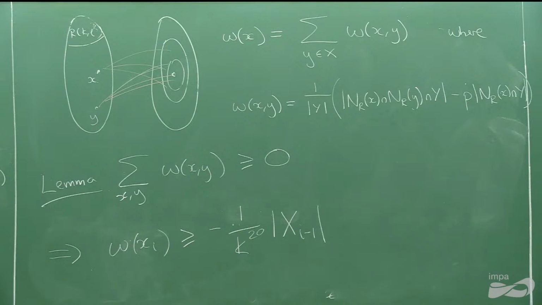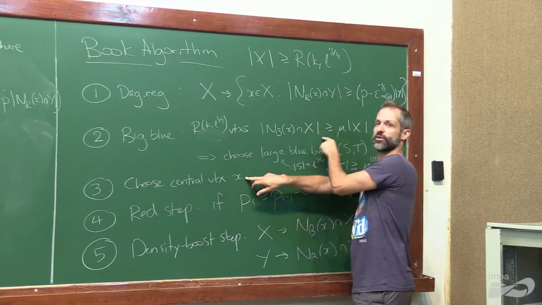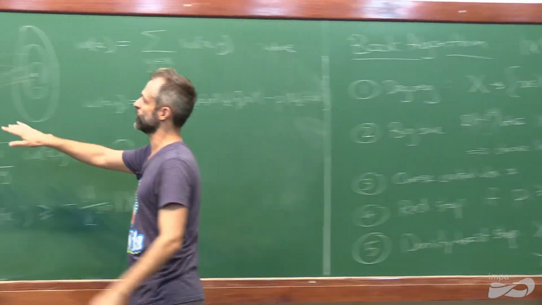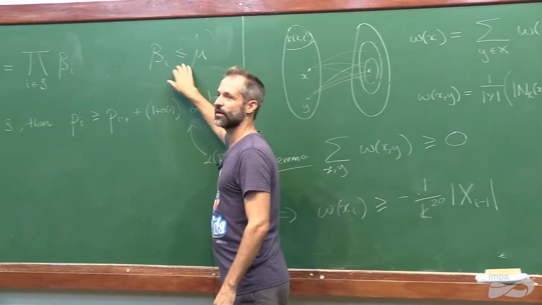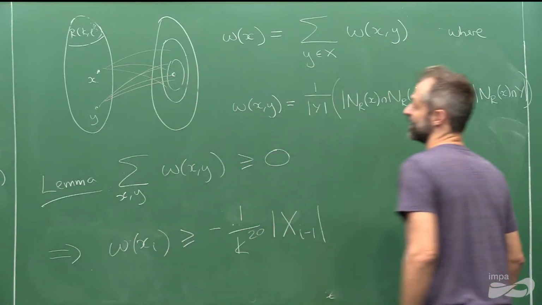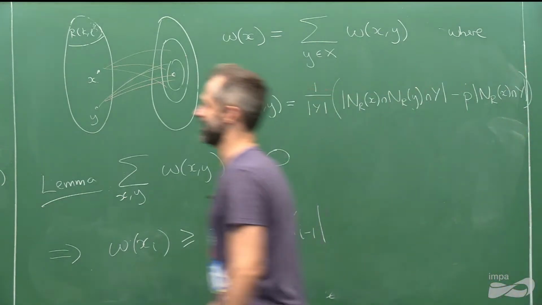Why is it essential that we consider the vertices on the top? Oh, right. It's important that when we choose the central vertex, it does not have large blue degree, because we want to be able to do a density boost step, so we need to be able to assume beta i is at most mu. And the version of the weights. Why do we need to consider every y in x instead of only the ones? Because of the density. Whatever you do, you're going to lose a little bit.